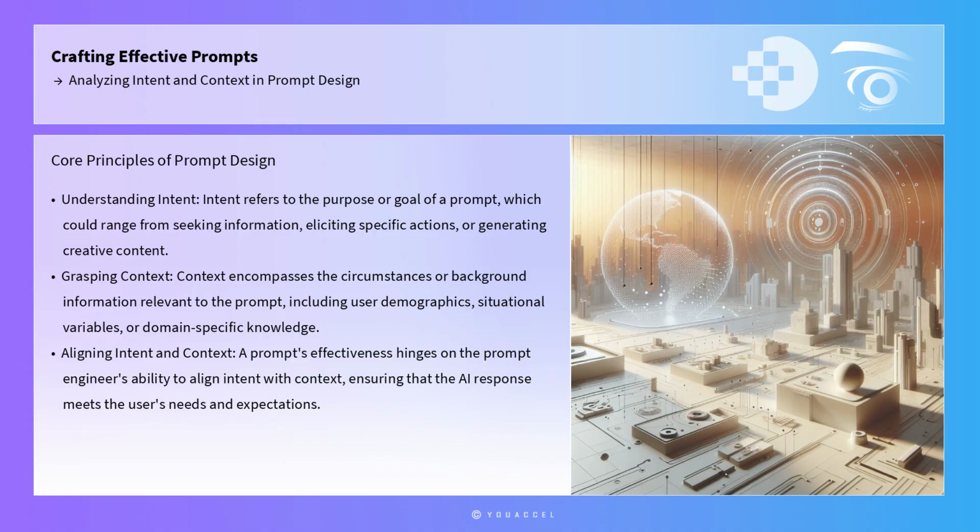Intent refers to the purpose or goal of a prompt, which could range from seeking information, eliciting specific actions, or generating creative content. Context, on the other hand, encompasses the circumstances or background information relevant to the prompt, including user demographics, situational variables, or domain-specific knowledge. A prompt's effectiveness hinges on the prompt engineer's ability to align intent with context, ensuring that the AI response meets the user's needs and expectations.